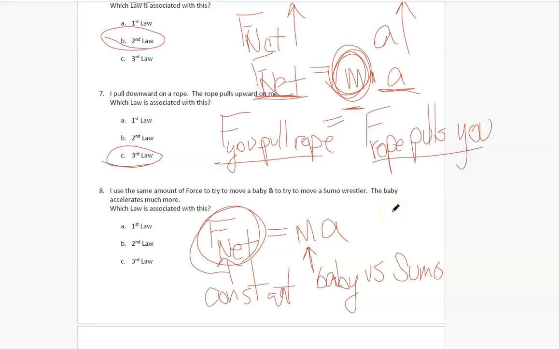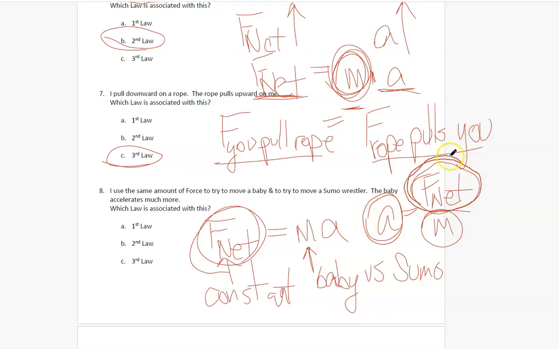Well, we can also rewrite this formula as acceleration equals net force over mass. If I'm dividing by a little number, if the mass of the baby is tiny, and I divide a certain amount of force by that, I'm going to get a big acceleration. But if I divide the same force by a giant mass, I'm going to get a small acceleration.